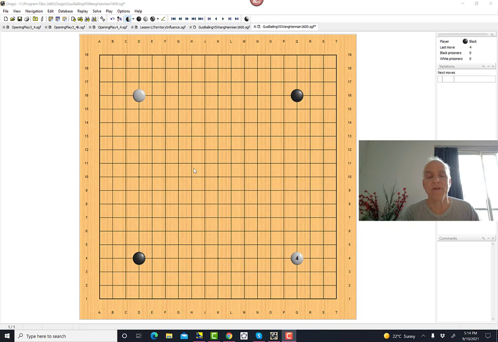So white here is Guo Bailing, and white is getting to play. So white plays here first. So you're going to see some standard joseki. Some of them may appear a little bit familiar. Others might be a little bit novelty, but it'll be interesting for us.